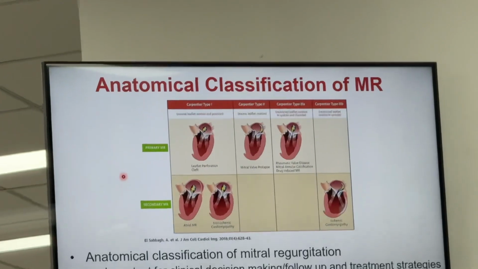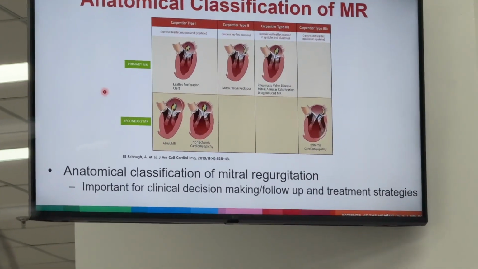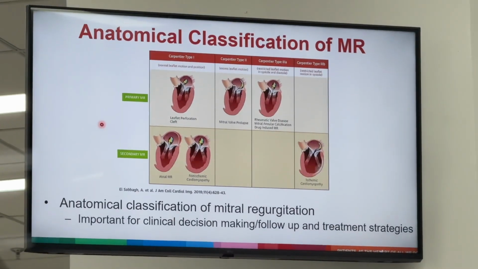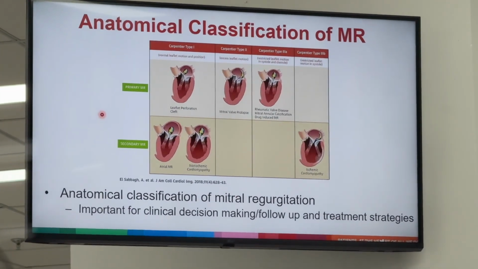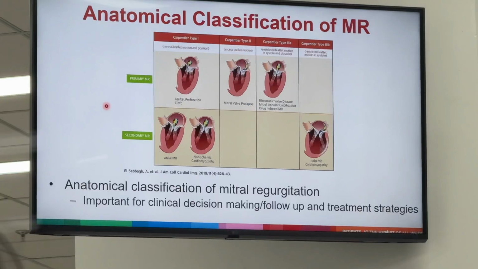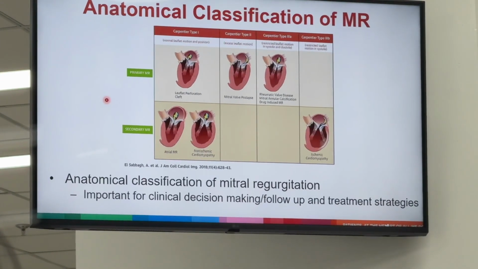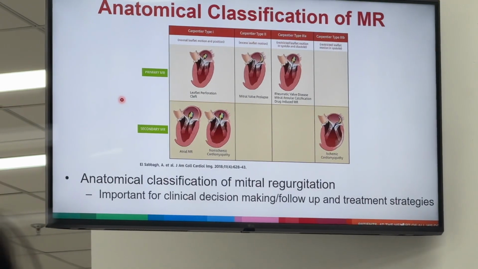For example, in patients with ischemic cardiomyopathy, with tethering of the posterior leaflet resulting in mitral regurgitation, or in patients with rheumatic heart disease with limited motion of the leaflets. This is very important for clinical decision making regarding the follow-up and subsequently the treatment strategies as well.